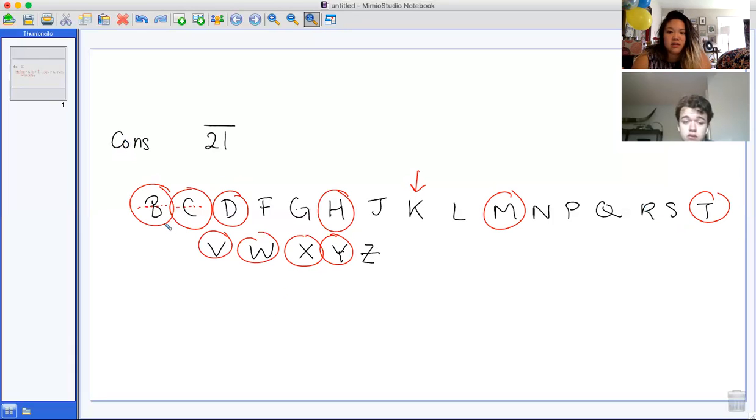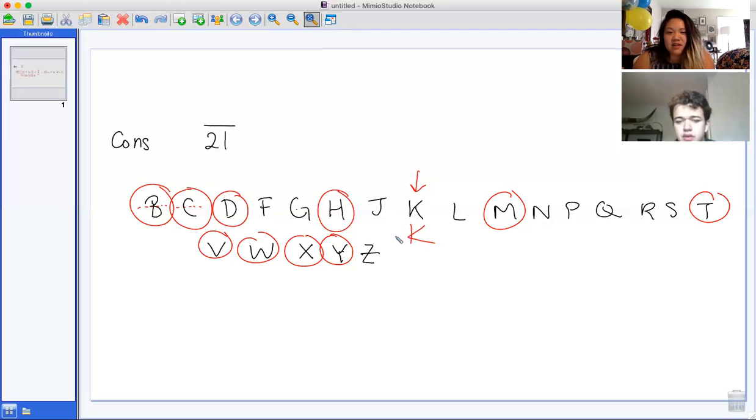How many did I circle? 8, 9, 10. 10. So I think we are counting K. The answer key says that it's 11 out of 21. So that's why I put an arrow to K. Depending on how you draw your K, it could be symmetrical or not, right?